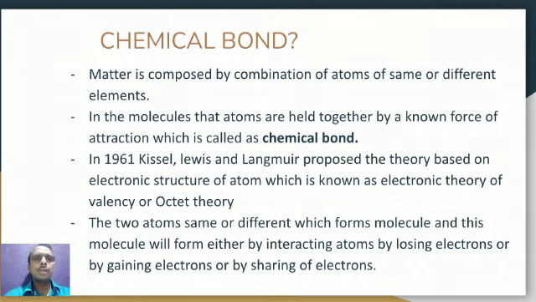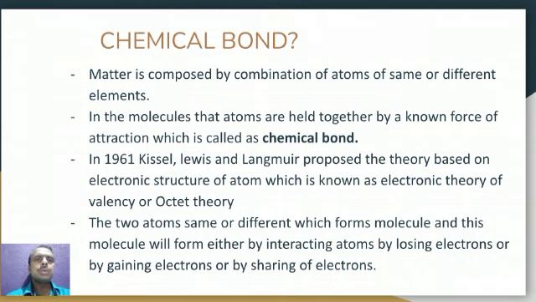Bond. Means in that molecule the atoms are held together by a known force of attraction which is called a chemical bond. In 1916, Kossel, Lewis and Langmuir proposed the theory based on the electronic structure of atom, which is known as the electronic theory of valency or octet theory.